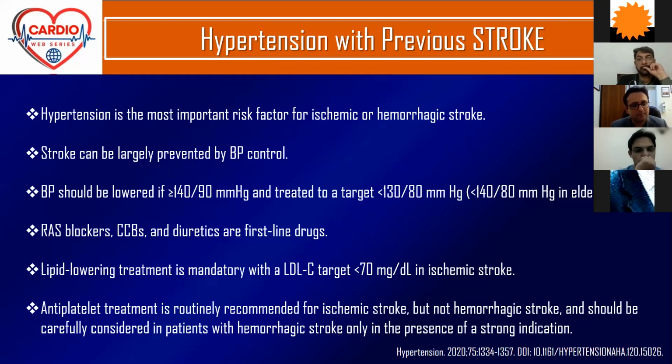So you lower the blood pressure to less than 140/90. Mainstay of your treatment is again renin-angiotensin system blockers, calcium channel blockers, and diuretics or thiazide-like diuretics. Again, in this population, you need to lower their lipids as well as blood pressure to give them the full benefit and also to prevent any subsequent strokes.